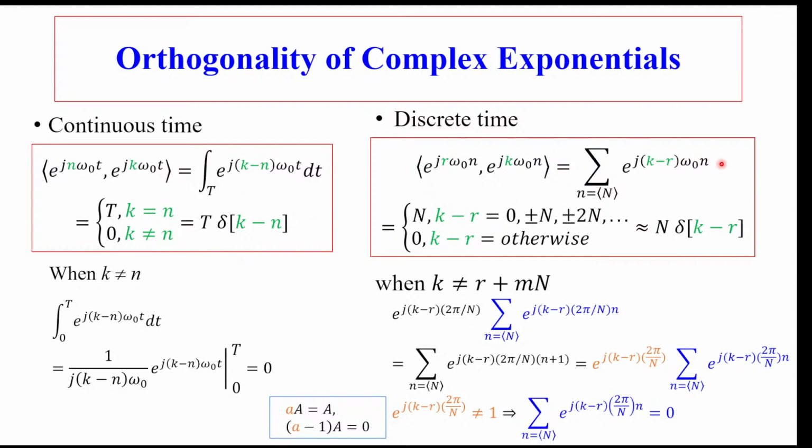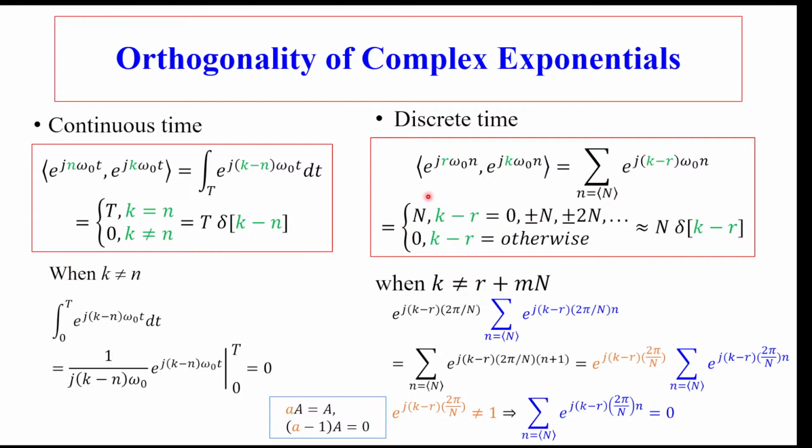And in the discrete case, this is the derivation, the thing we just argued. Now we have the inner product between those discrete functions. We define this inner product as a summation over one period of the multiplication of each term with the complex conjugate of the other. So this is the summation of e to the jk minus r omega n. And as we said, this is very similar to what we had before, so it equals big N when k minus r is a multiple of N, and 0 otherwise.